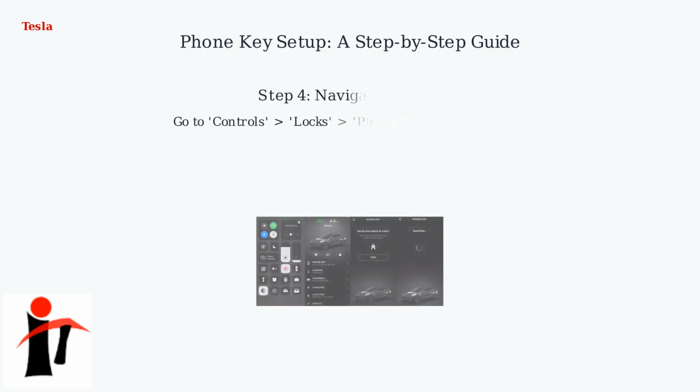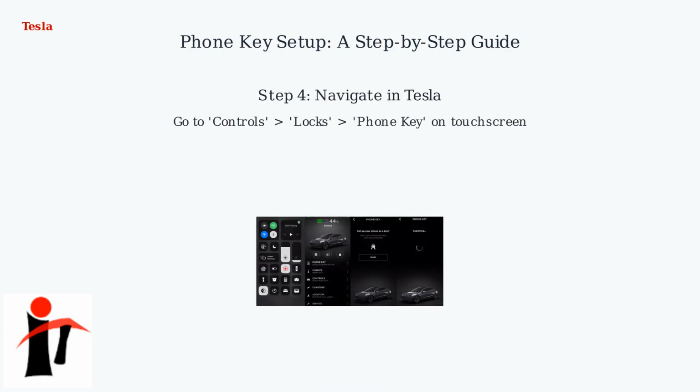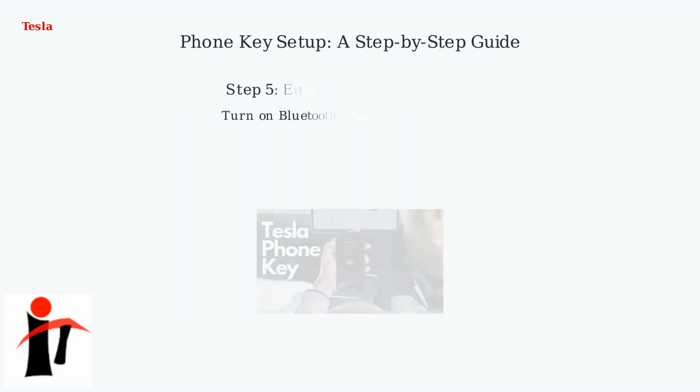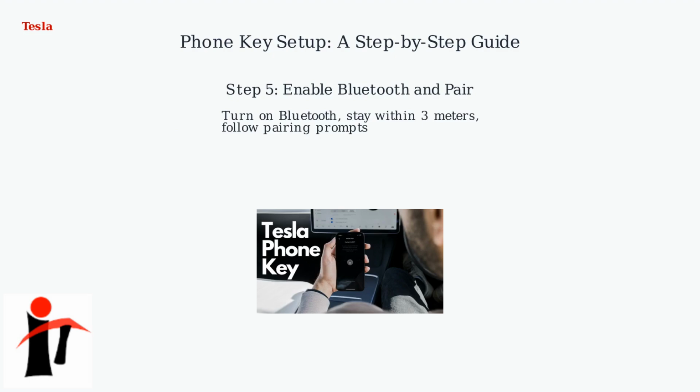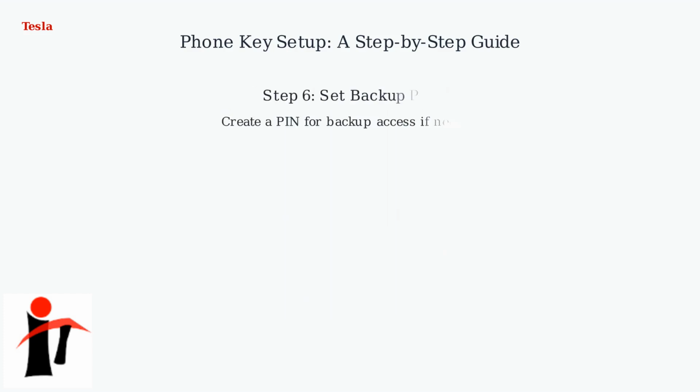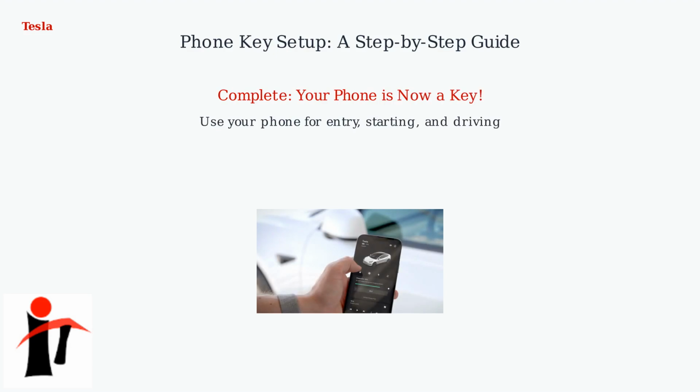Now in your Tesla vehicle, navigate to Controls, then Locks, and select Phone Key on the touchscreen. Enable Bluetooth on your phone and make sure you're within 3 meters of the car. Follow the pairing prompts that appear. Finally, set up a PIN for backup access. This provides security if your phone fails. Setup is complete. Your phone now acts as a digital key for your Tesla, allowing keyless entry, starting, and driving.